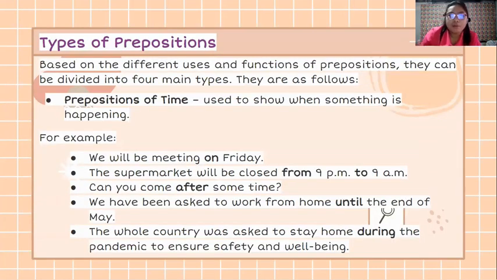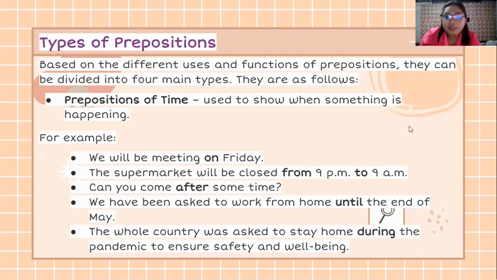We have types of prepositions. Based on the different uses, functions, and purposes of prepositions, they can be divided into four main types. They are as follows. Prepositions of time, used to show when something is happening. For example, we will be meeting on Friday. On is the preposition of time. The supermarket will be closed from 9 p.m. to 9 a.m. From and to.